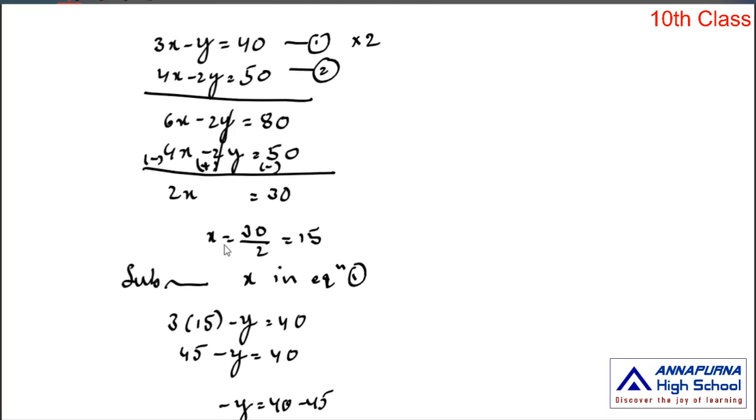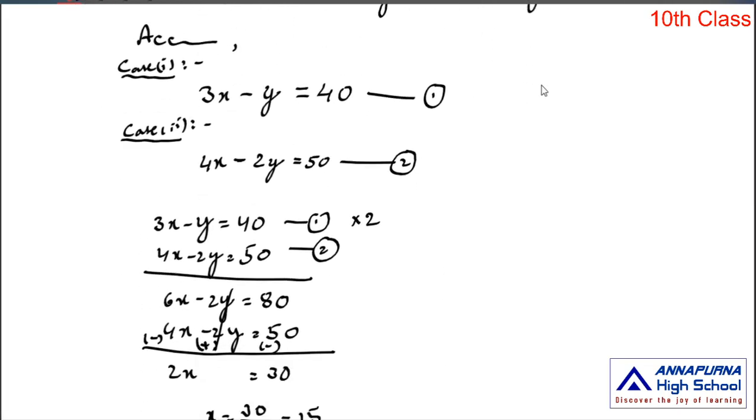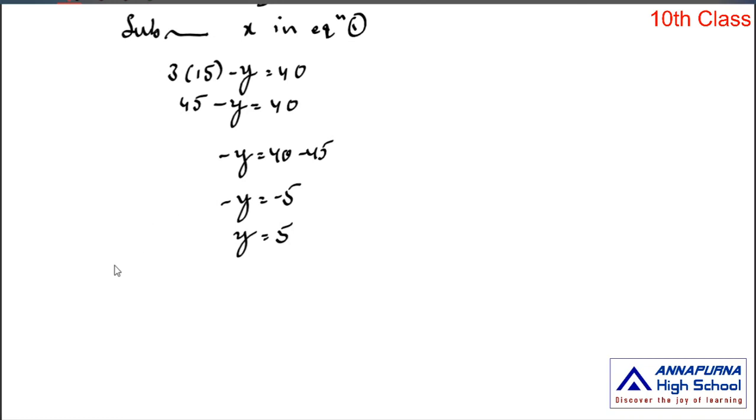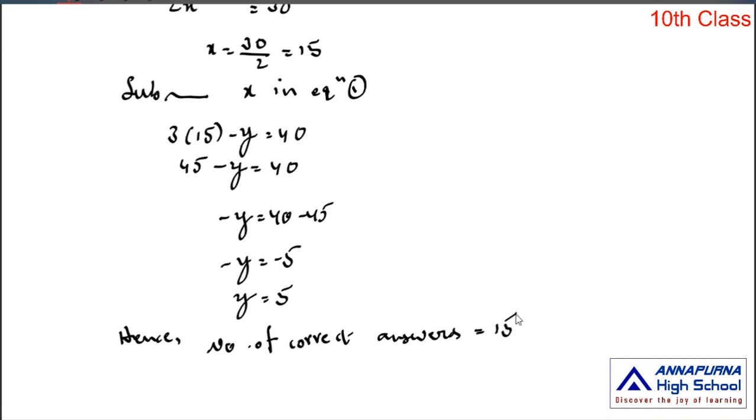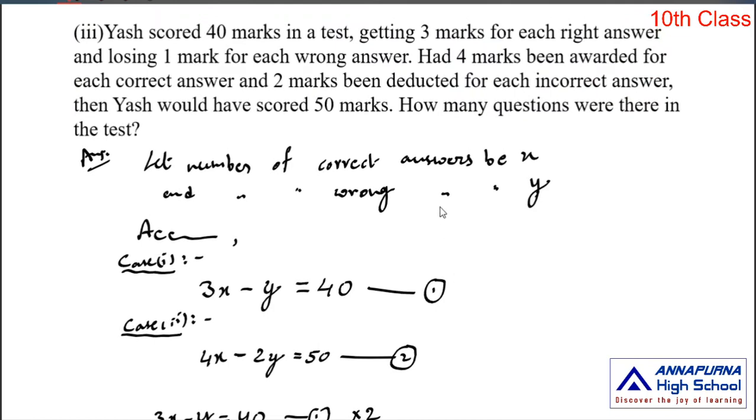Okay, here x means number of correct answers and y means number of wrong answers. So hence the number of correct answers is x is equal to 15 and the number of wrong answers is 5. But at the end of the question we need how many questions were there in the test.